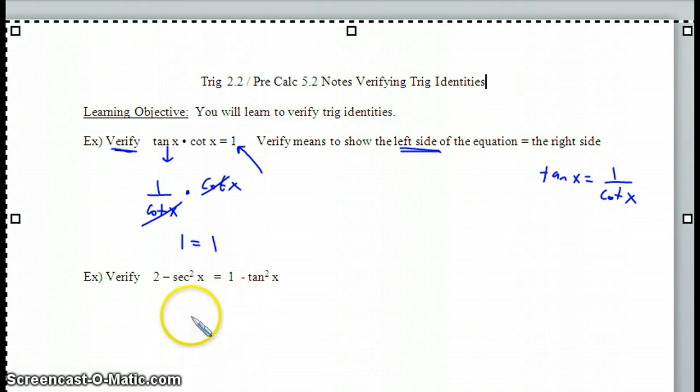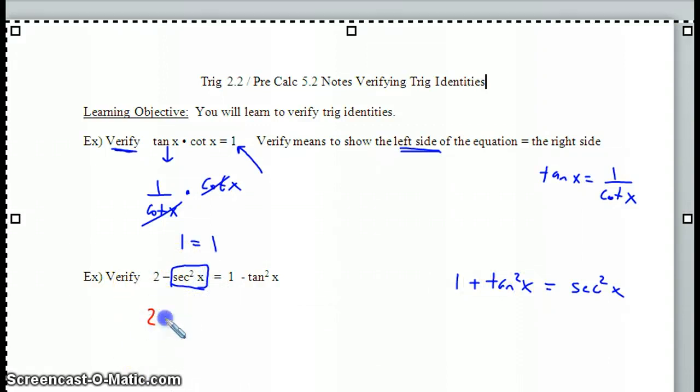So I'm going to go to my formula sheet and I'm going to look at my identities and try to figure out how can I change a secant squared into a tangent squared. So again, my goal is to get this to be a tangent squared somehow. I know that the Pythagorean identity 1 plus the tangent squared of x is equal to the secant squared of x. So what I'm going to do is I'm going to replace the secant squared x with 1 plus the tangent squared. So I'm going to first bring down the 2, bring down the minus, and change secant squared into this, 1 plus the tangent squared.